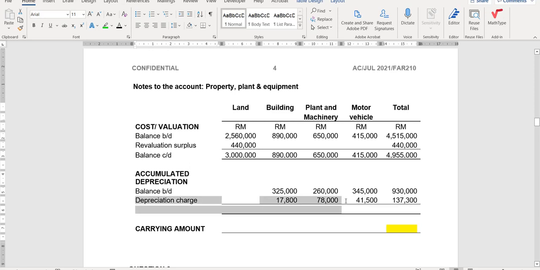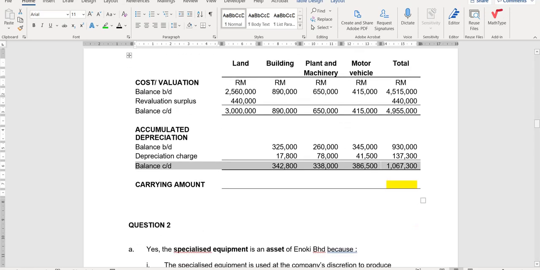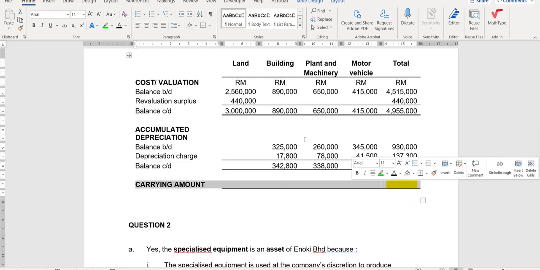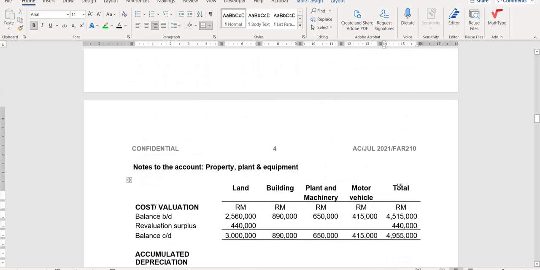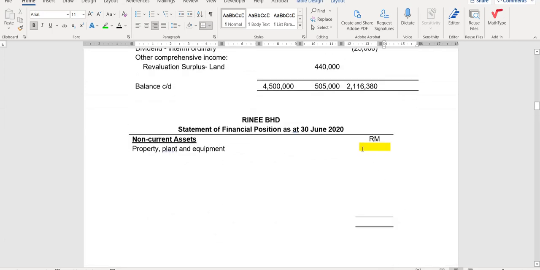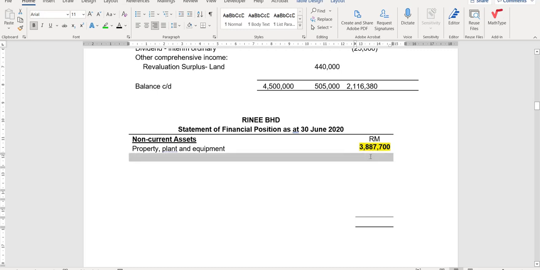Then you will get your item for your balance carried down at the end of the year, 31st of December. Then you get your item for your carrying amount. Our focus is this yellow figure here, and this yellow figure here. You're going to include that in the statement of financial position, right? Then you will continue with the next item, which is your investment.